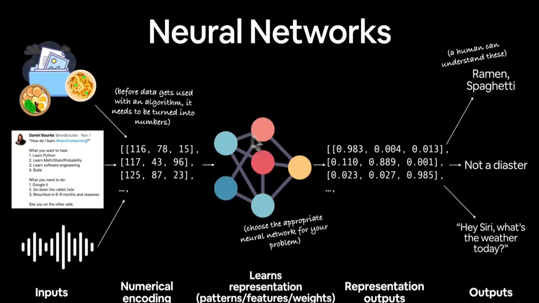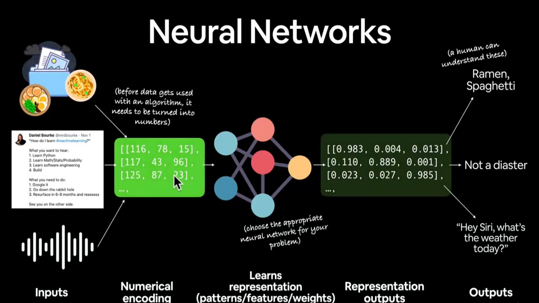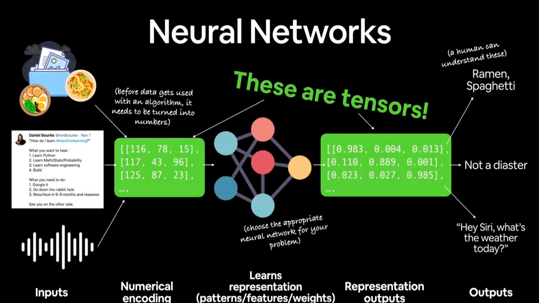We pass that numerical encoding to our neural network, which learns patterns in that numerical encoding. And then our neural network outputs some kind of representation outputs. And then we convert those into something that we can understand. Now, the secret here is that these are tensors. Whoa. And so the most basic definition I can think of for a tensor is some numerical way to represent information. Now, what that information is, that's totally up to you. But just think of it as if we wanted to encode these images into some kind of numerical form, we're going to be turning them into a tensor.